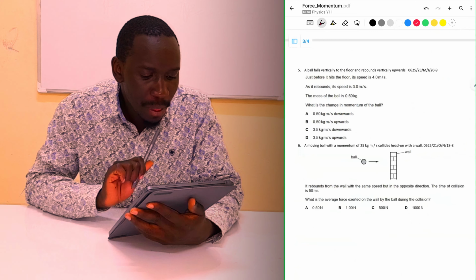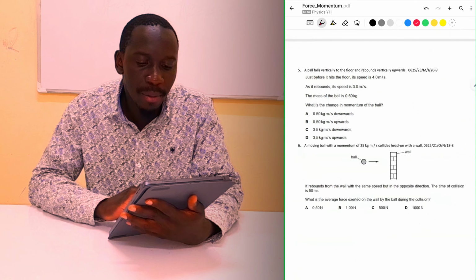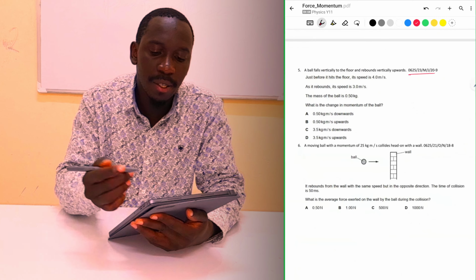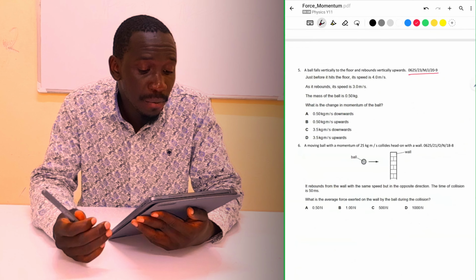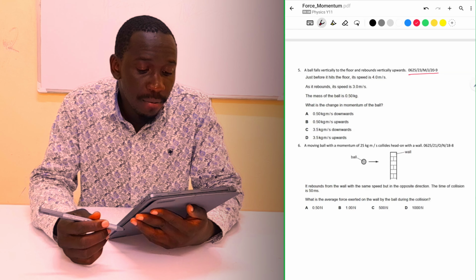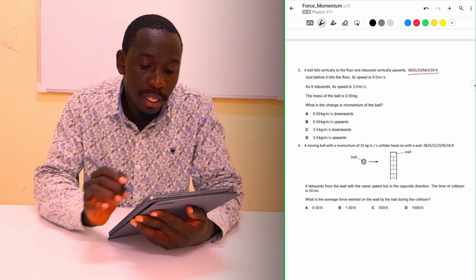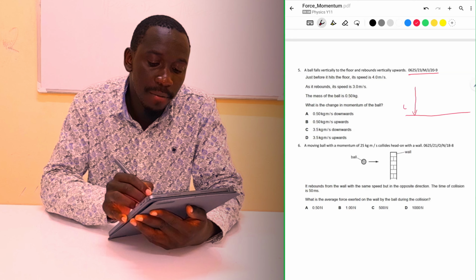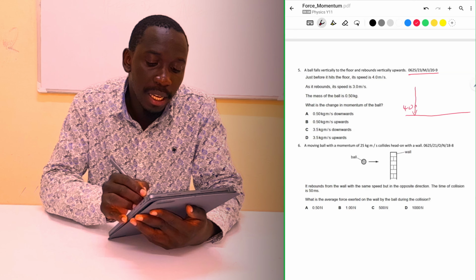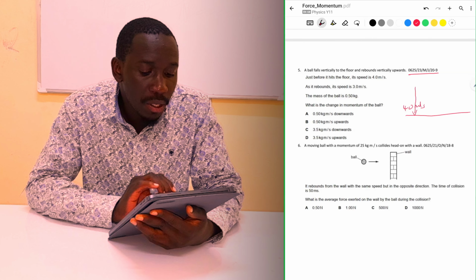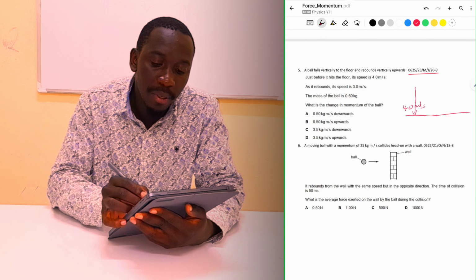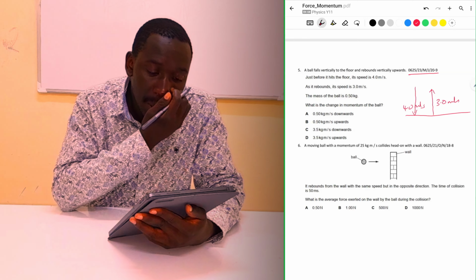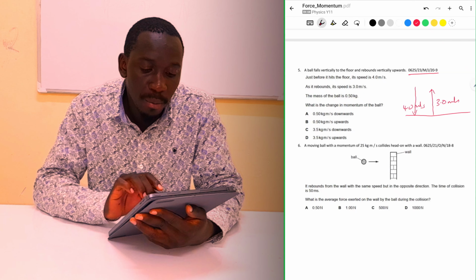Alright, number 5. A ball falls vertically to the floor and rebounds vertically upwards. You can always refer to this paper here. Just before it hits the floor, its speed is 4.0 meters per second, so that means it's going down. As it rebounds, that means as it's going up, its speed is 3.0 meters per second. The mass of the ball is given. What is the change in momentum of the ball?